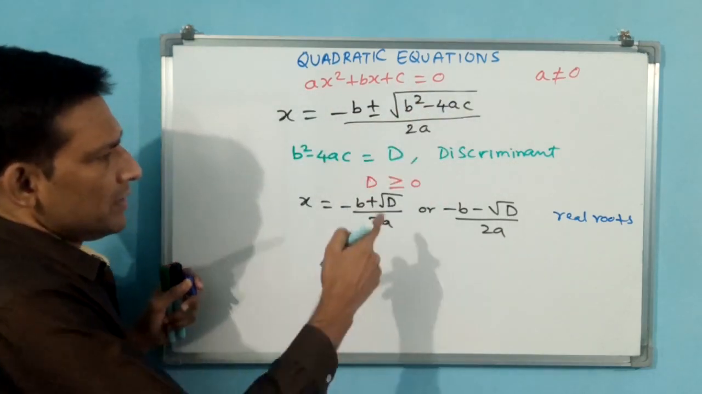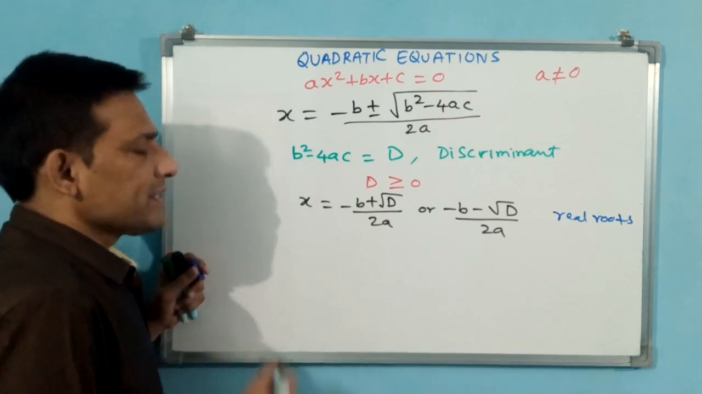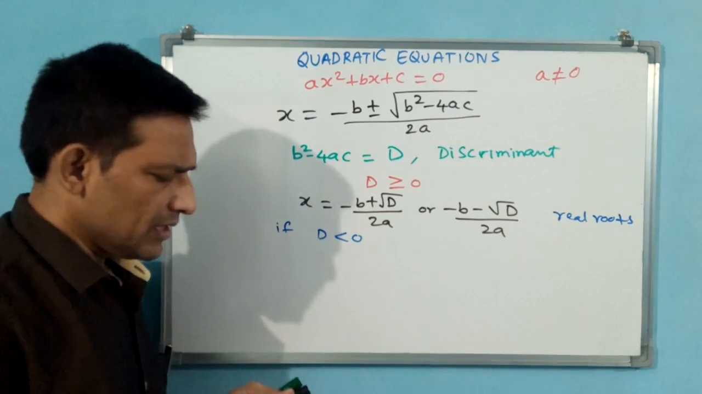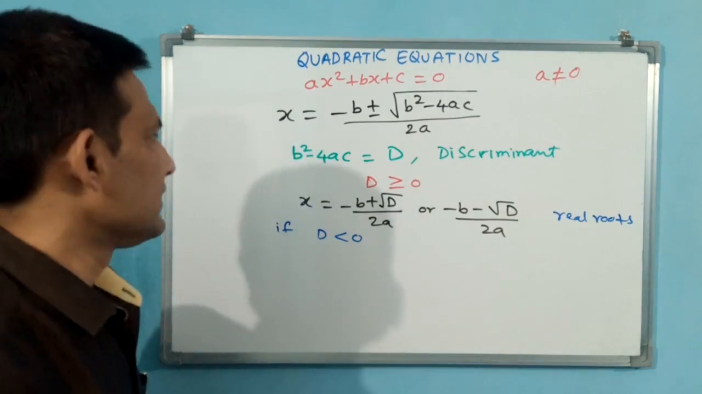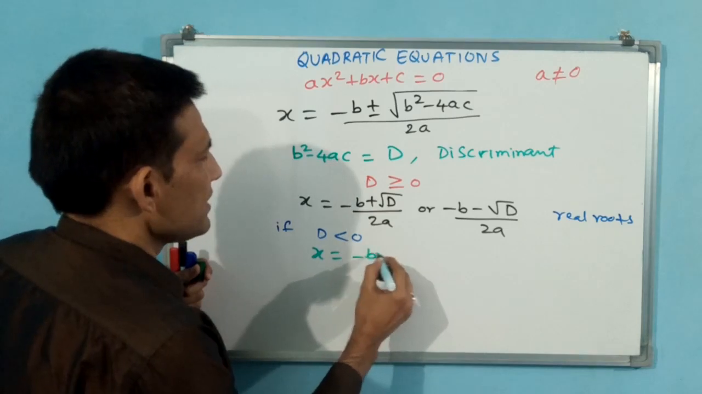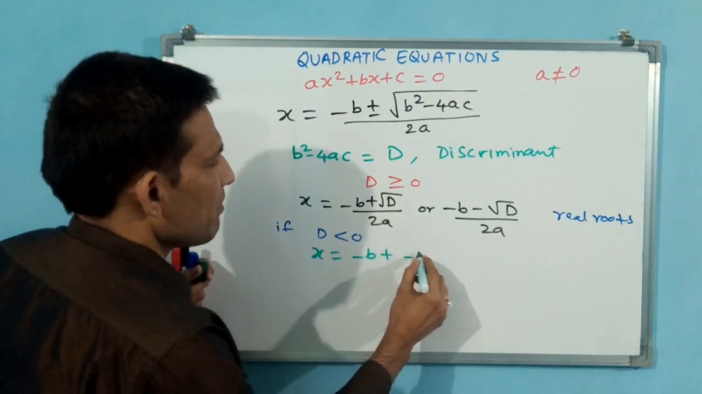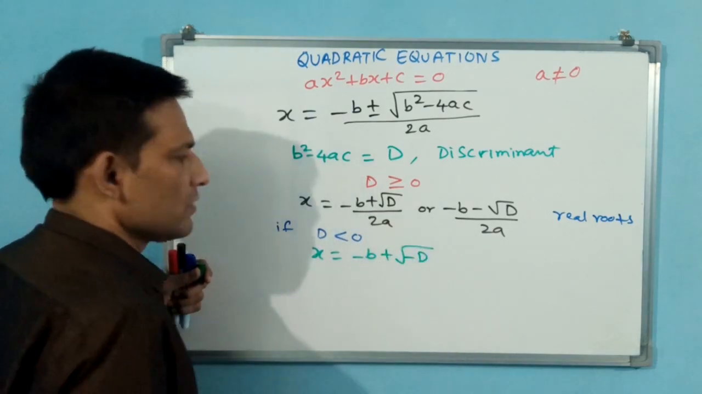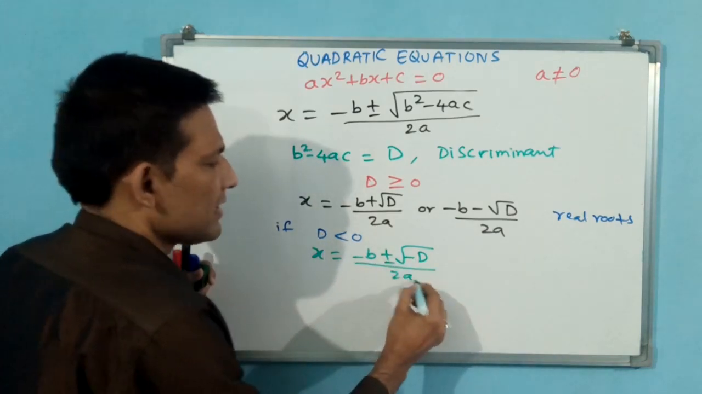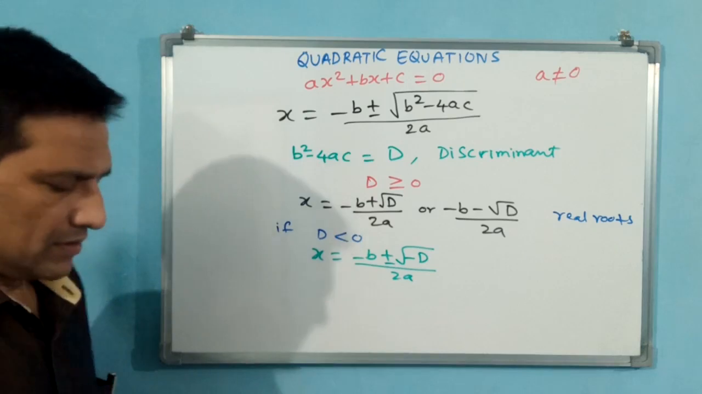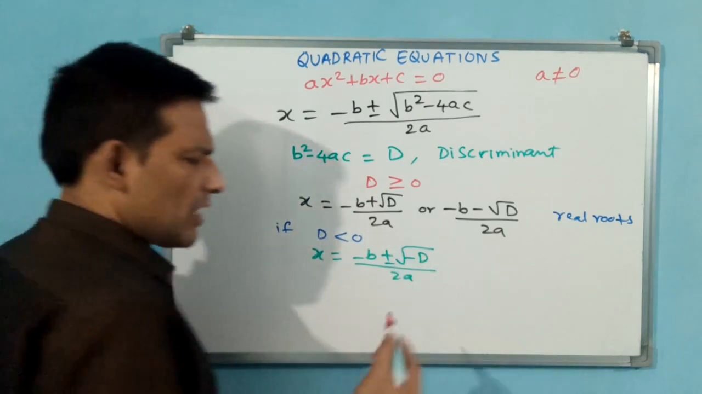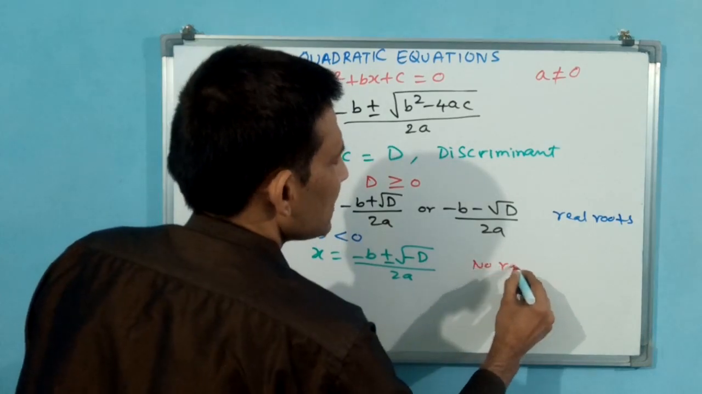Okay. Now you see, what if d is less than 0? This already we have studied. Once again we discuss. Okay. You see now, x is equal to minus b plus or minus square root of d by 2a. What about the square root of minus d? Normally we write no real roots.